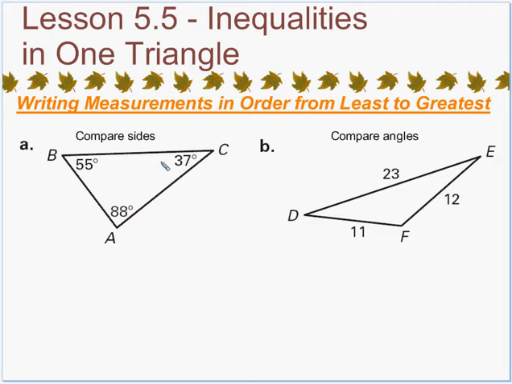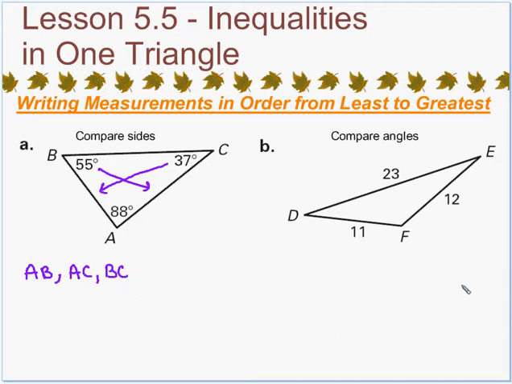Angle C is the smallest angle measure in this triangle, so we go opposite that angle. Side AB will be our shortest. The next smallest angle is angle B, 55 degrees. Go opposite angle B. Side AC is our next shortest side, which makes the third side the longest, BC.